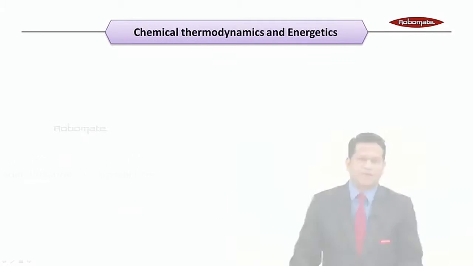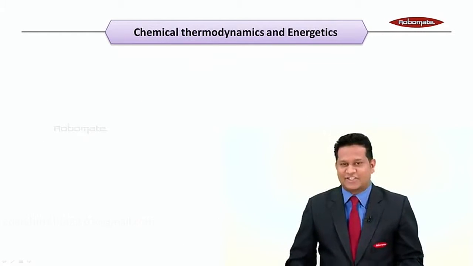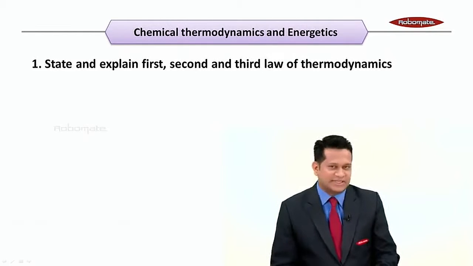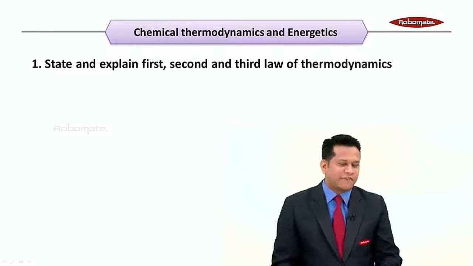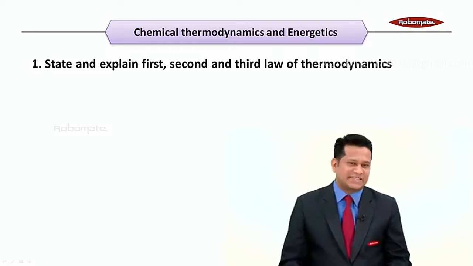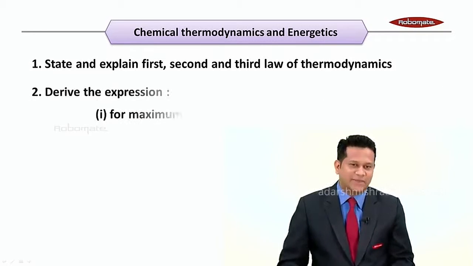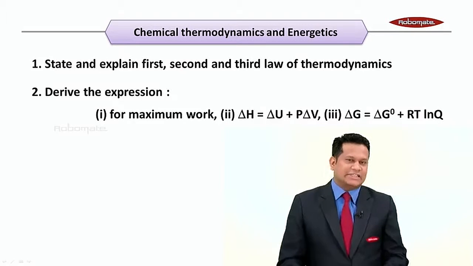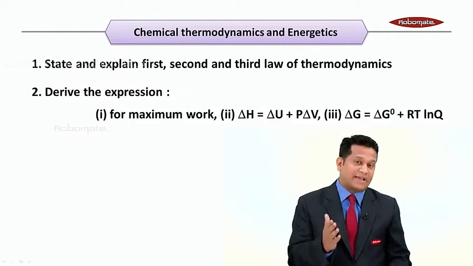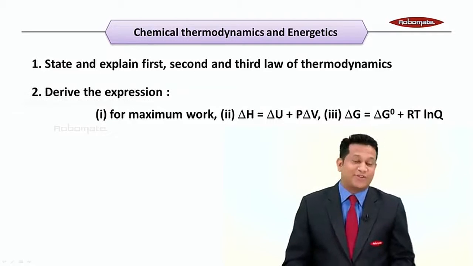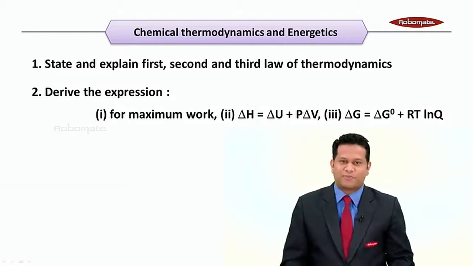Let's go ahead with chemical thermodynamics and energetics, where the first one is state and explain first law of thermodynamics, second law of thermodynamics and third law of thermodynamics. Followed by derive the expression for maximum work done, where you will require the diagram as I told you.